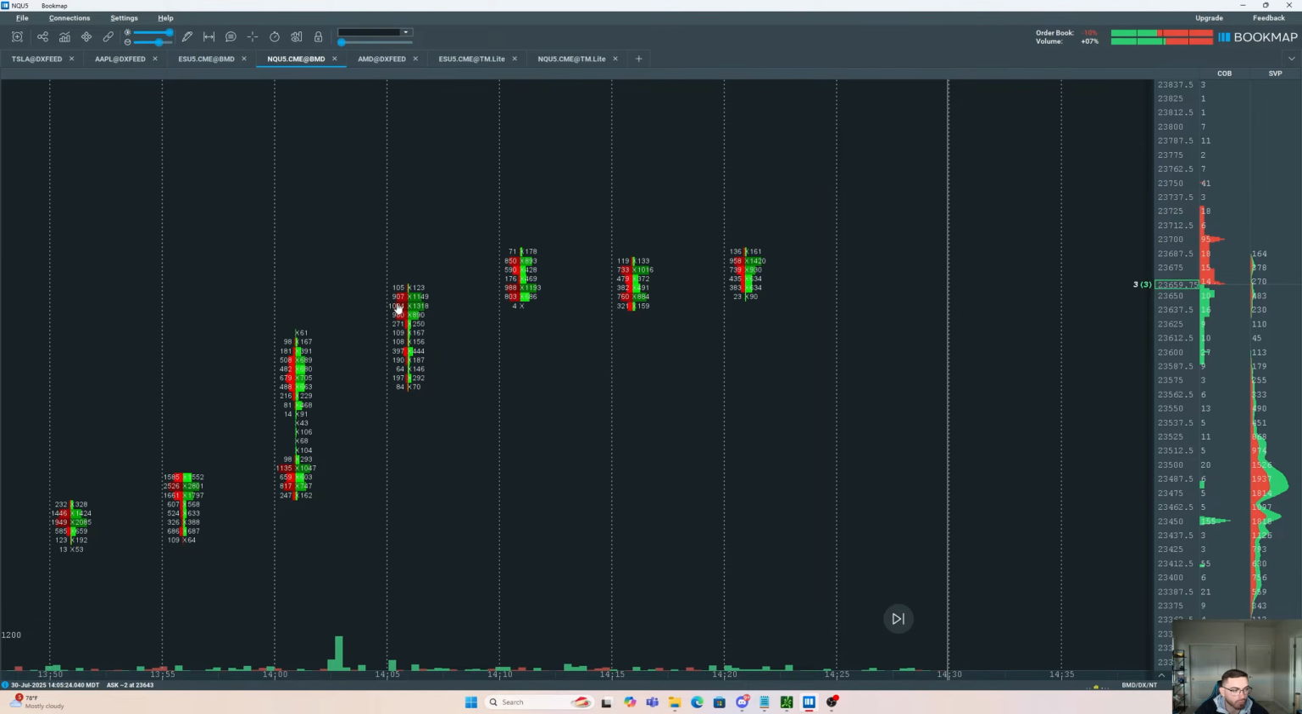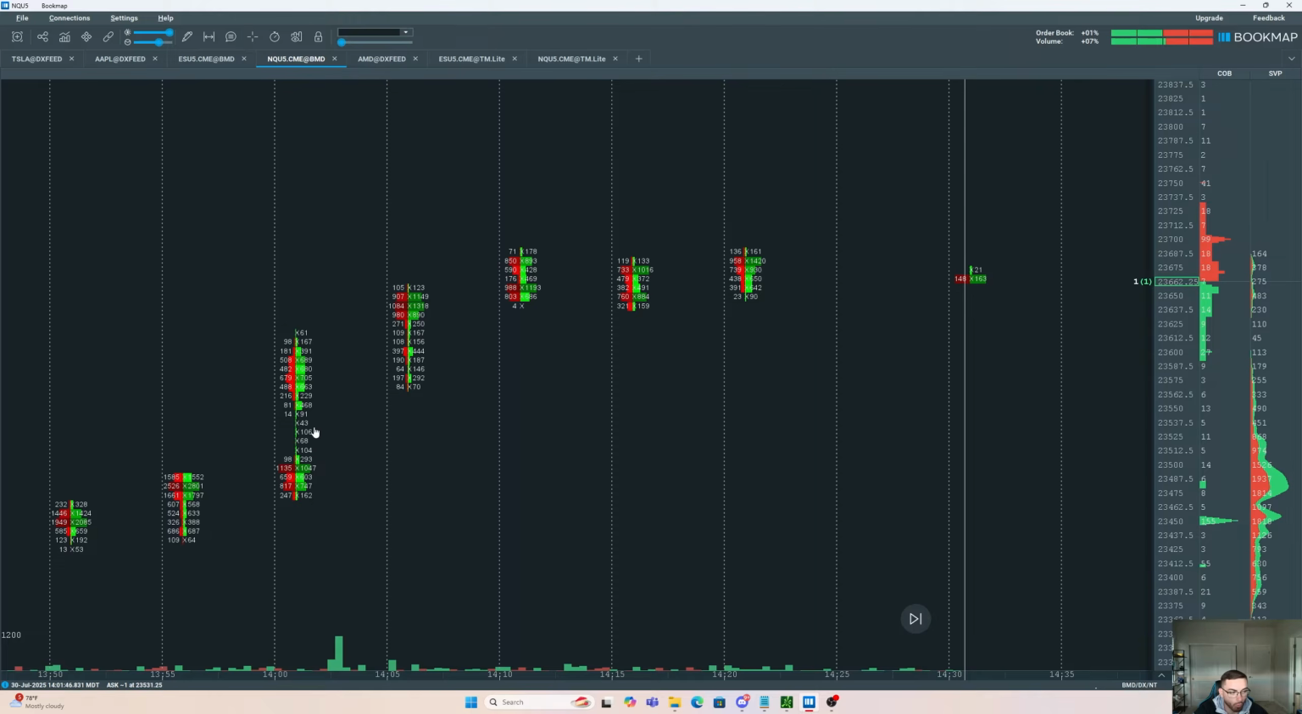Now, when looking at the actual footprint, everything to the left is going to be aggressive sellers within the market. Everything to the right is going to be aggressive buyers within the market. So if we're looking at this example right here on this footprint, there was exactly 1,084 aggressive sellers at this specific level. On the flip side, we had 1,318 aggressive buyers at this specific level. Over here, we have 1,135 aggressive sellers at this specific level. Over here, we have 1,047 aggressive buyers at this specific level.